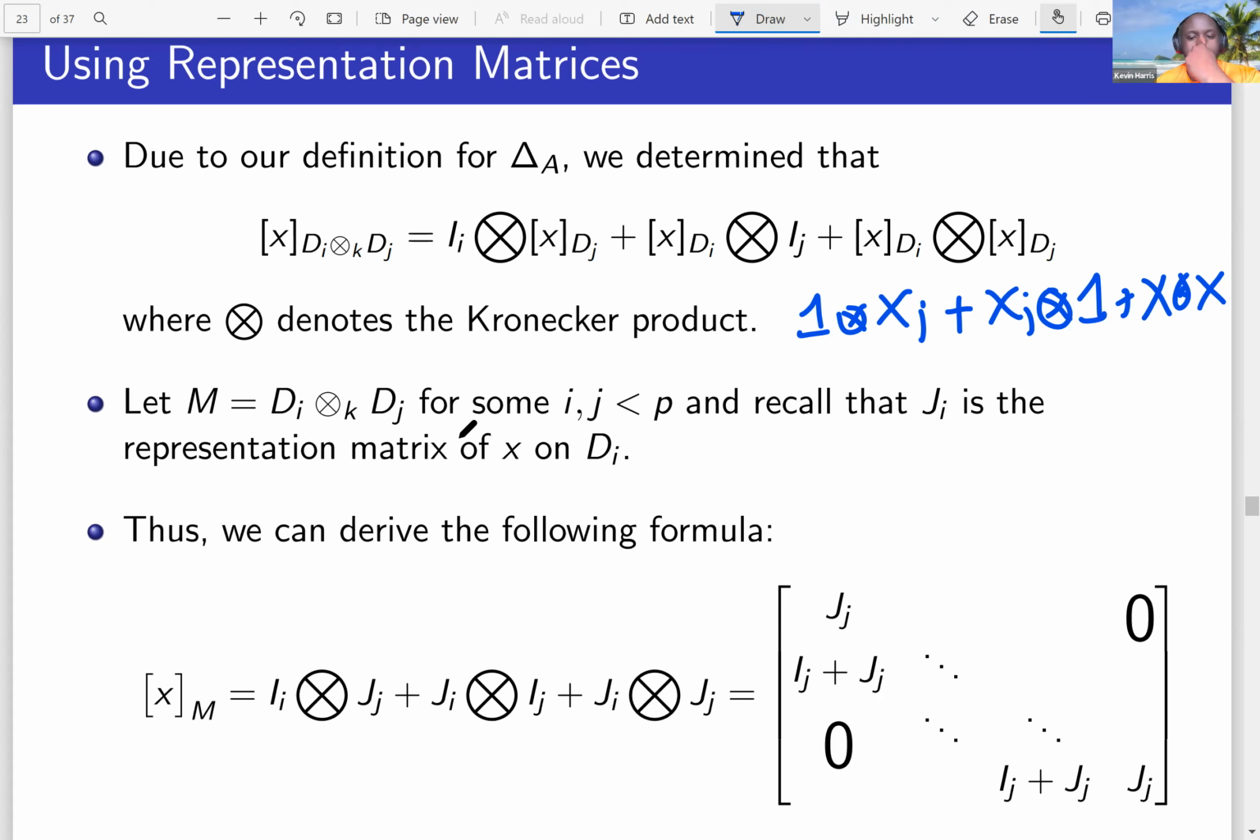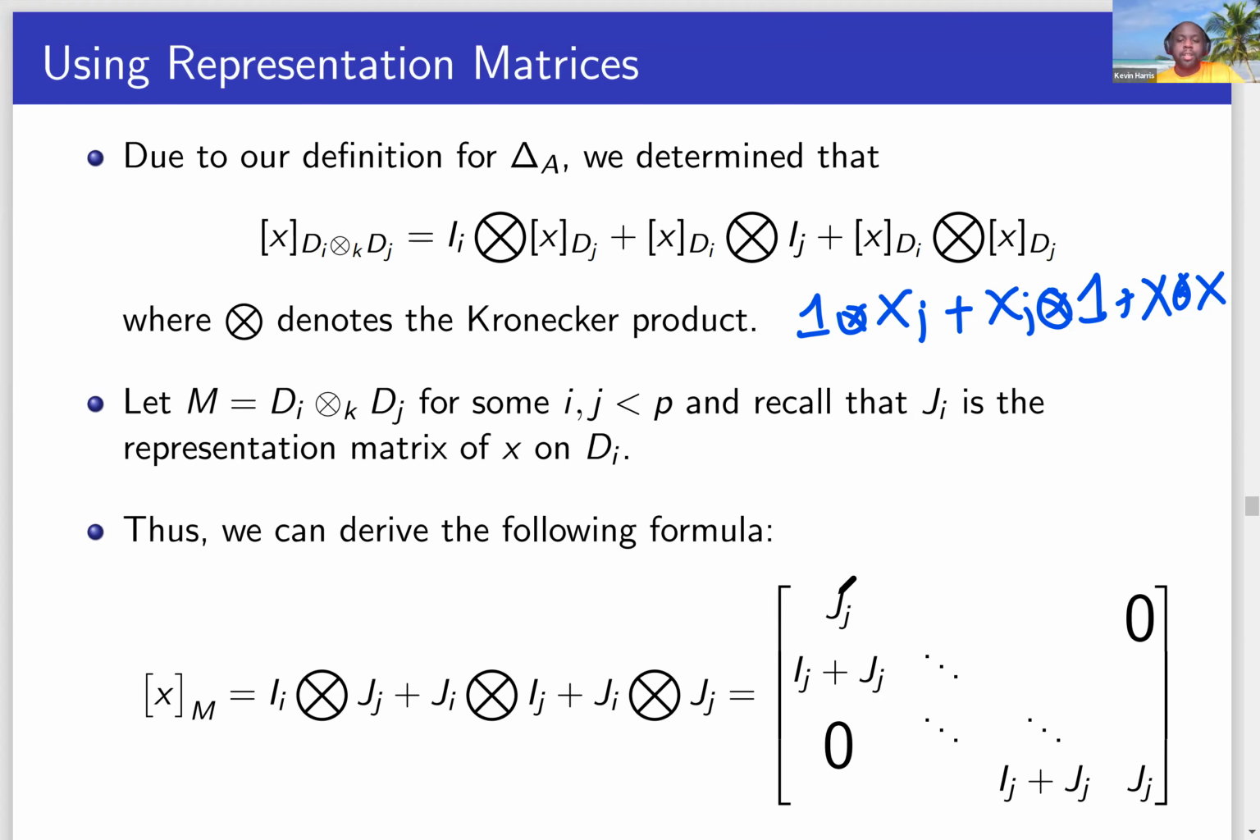Then, of course, if we let M be some tensor product of these d sub i, d sub j, and recall that J sub i is the representation matrix of x over d sub i, then we can derive the following formula. We basically replace the x's with their corresponding J's. So this one would be J sub j, this one would be J sub i, and then we just have J sub i Kronecker J sub j. If you wanted to write that out visually, you have J sub j's on the diagonal, so that's where this part comes from. And then you have these I sub j's plus J sub j's on the subdiagonal, which is all of that put together.